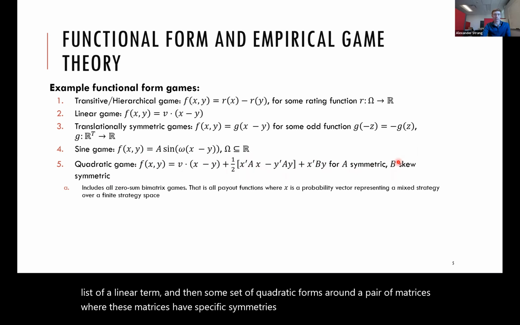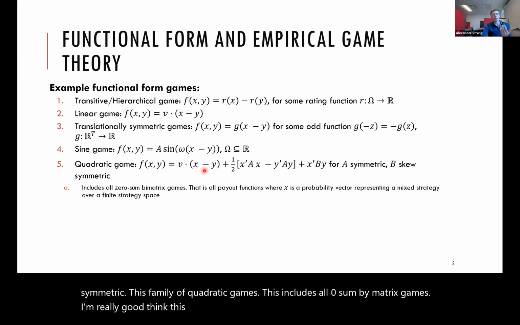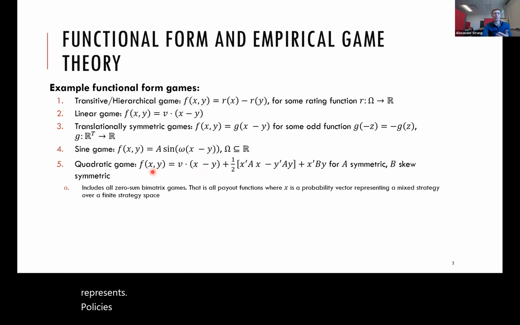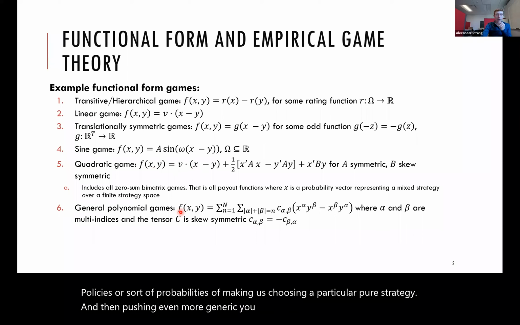In particular, A is symmetric and B is skew symmetric. This family of quadratic games includes all zero-sum bimatrix games. Really, you could think this includes all normal form games where x and y represent policies, or probabilities of choosing a particular pure strategy. And then pushing even more generic, you could write down a generic polynomial game here.